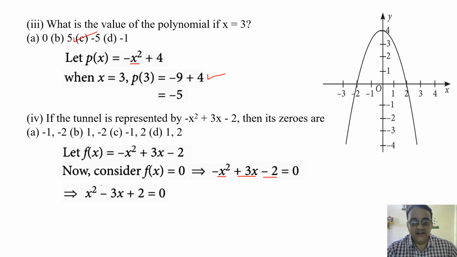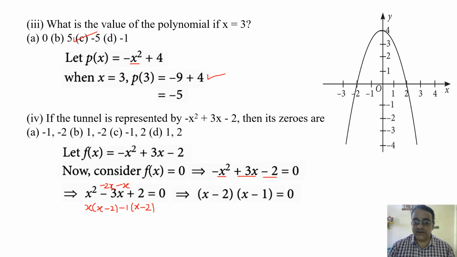Now if you split, you will get minus 2x minus x, so that is x into x minus 2 minus 1 into x minus 2. So we are getting x minus 1 into x minus 2 is equal to 0. We are getting two zeros, that is 1 and 2. So which option is the correct one? Option D.